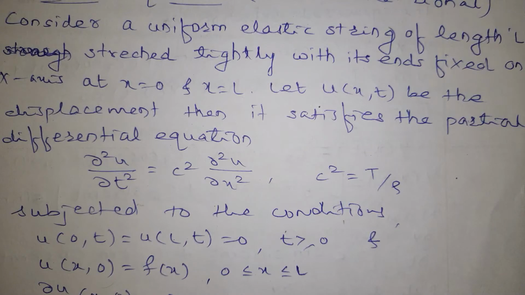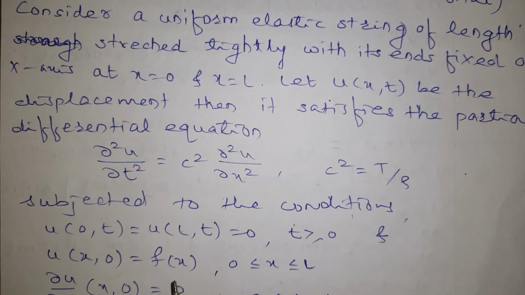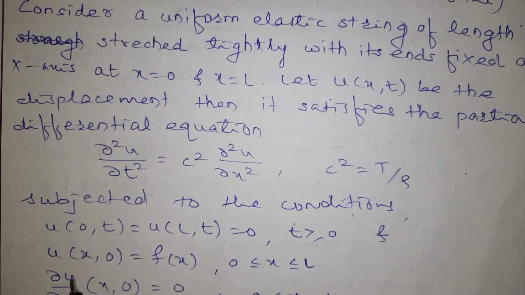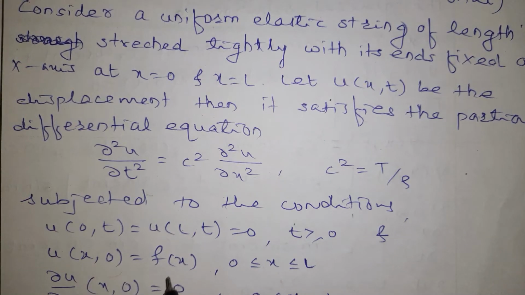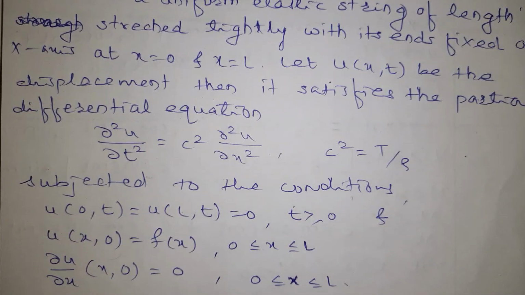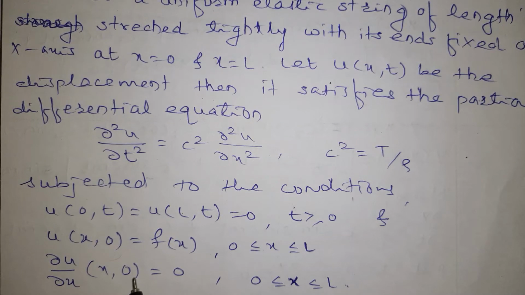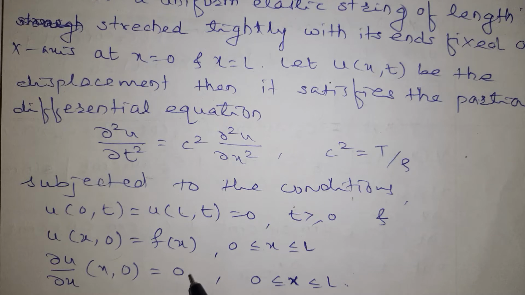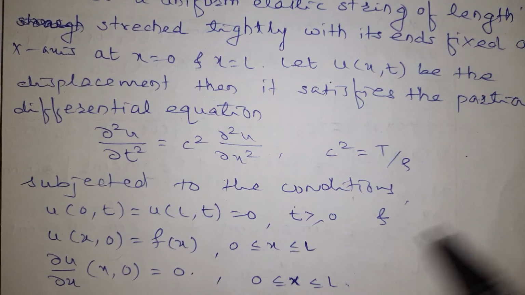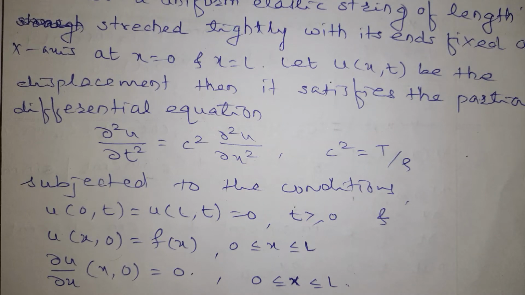So initially some deflection is there, so the displacement is there, so u of x,0 is equal to f of x between 0 to L, but no velocity, so dou u by dou t we consider as 0 at t equal to 0. Sometimes it may be possible that we will give some velocity. In that case, if velocity is given, we take g of x. So that is also possible. We will see an example on that.